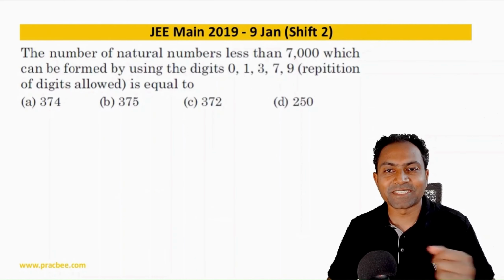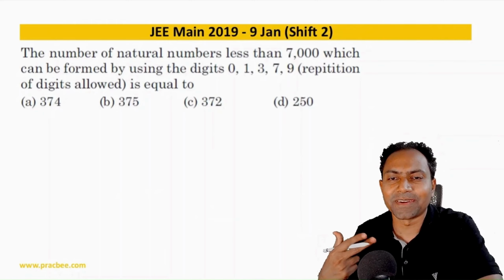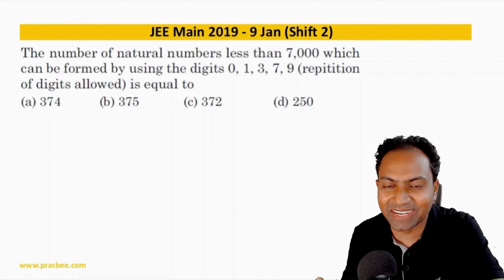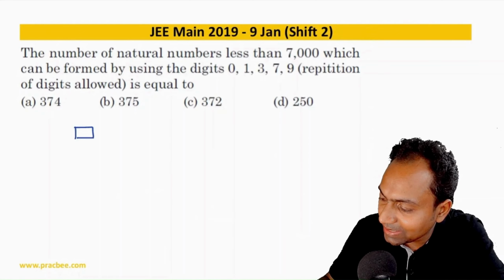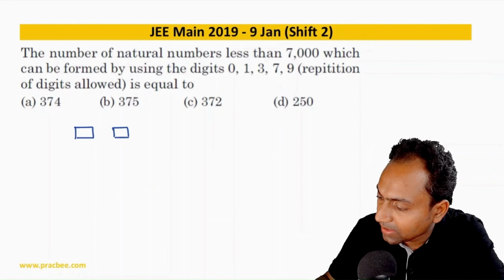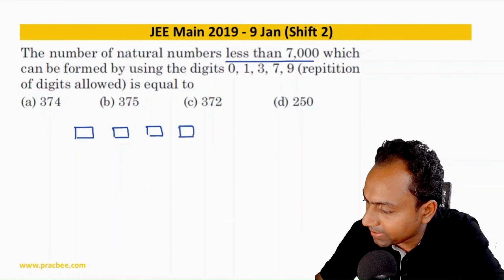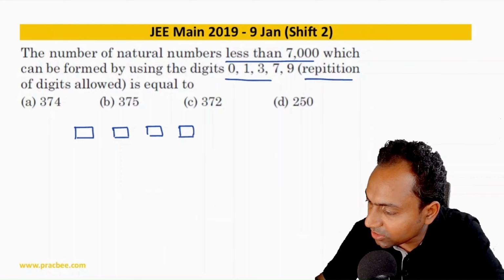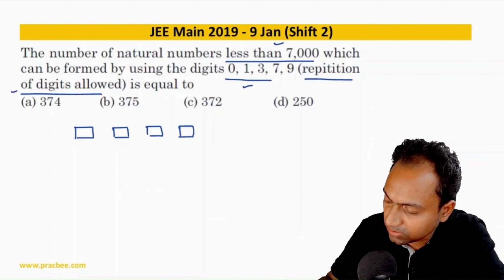Now this is a very interesting question that came in 2019. Interesting not because the question is tough, but because of how fast we can solve it. That is a competition that we can do in this question. The question says that we make a number that is smaller than 7,000, that is, we want to write using these digits, and repetition of digits is allowed. Now this is very important. So 3 things are important that are given in the question.